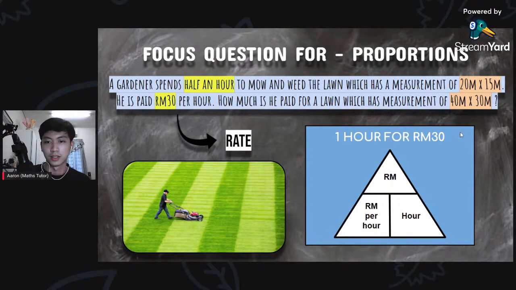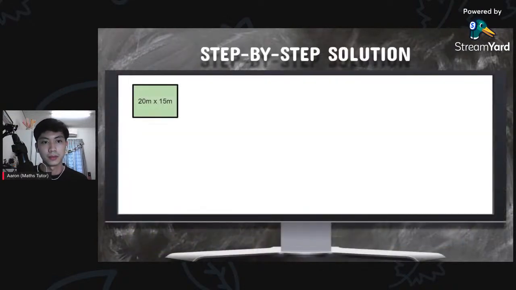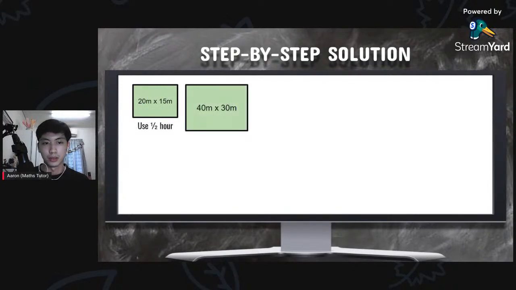Okay, so let's jump into the question. The solution here: for this area of land, 20 meter times 15 meter, uses how many hours? Half an hour. And then if the question wants us to answer 40 meter times 30 meter, how many hours does it use? So this is what we want to find.